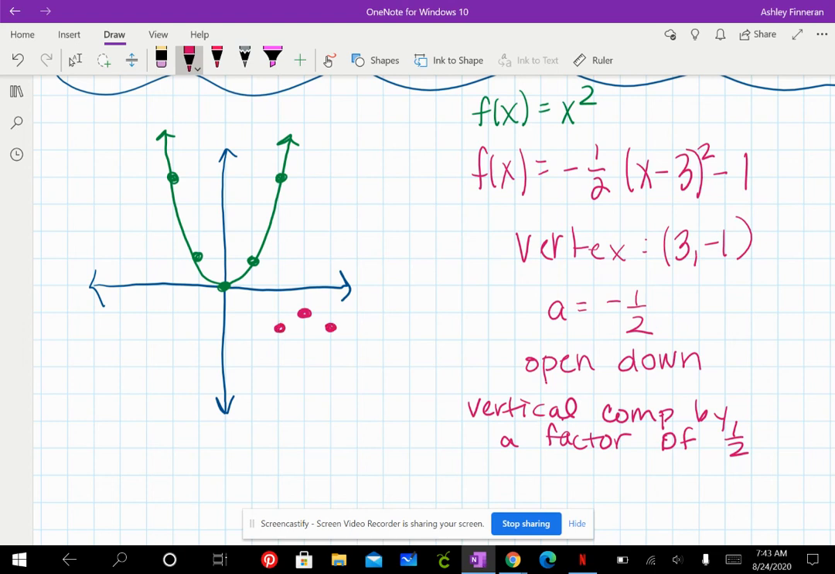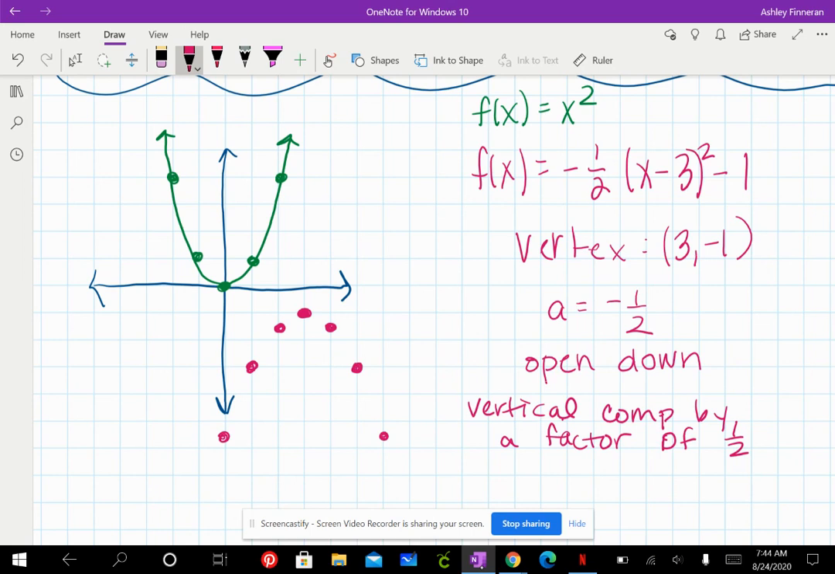And then I'm going to make it symmetric. So if I go over 2, I should go up 4. However, I know I'm going to go down, but then I'm going to compress it, so I'm going to multiply it by a factor of 1/2. So if I go over 2, I'm going to go down 2. And I'm going over from the vertex. So if I go over 3, 1, 2, 3, I should go up 9 for the parent function. So instead, I'm going to go down half of 9. So half of 9 is 4.5.